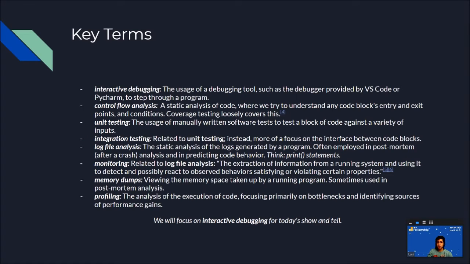So, let me wind back to some of the terms I discussed in the first set of slides. Interactive debugging is the usage of a debugging tool, such as the debugger provided by VS Code or PyCharm, to step through a program and analyze the code. Control flow analysis is more of a static tool. You're looking at code blocks and trying to determine how each block is entered and how it is exited, to find bigger scale bugs across multiple modules.